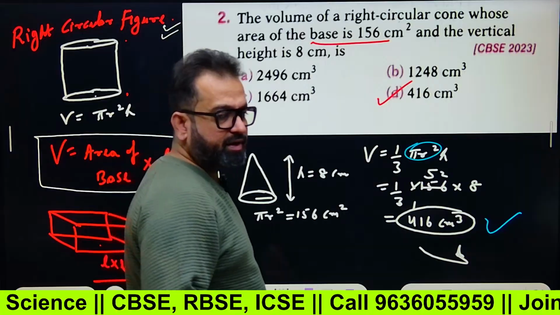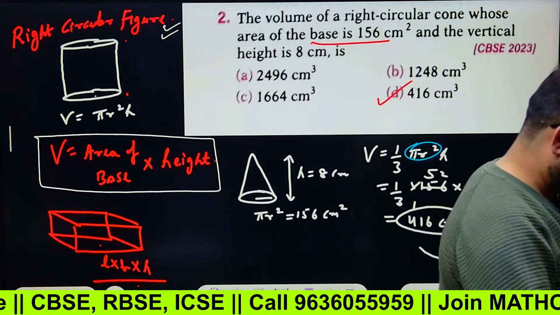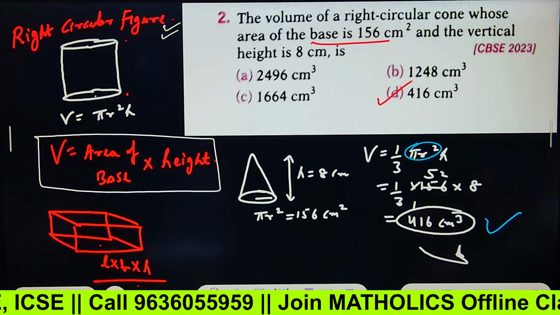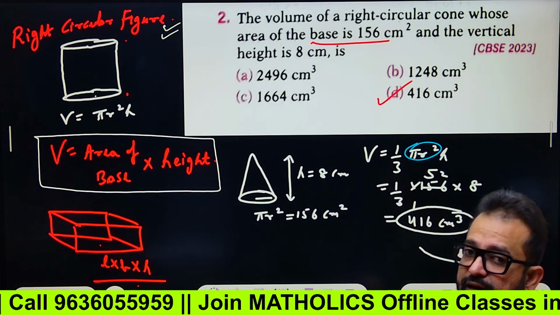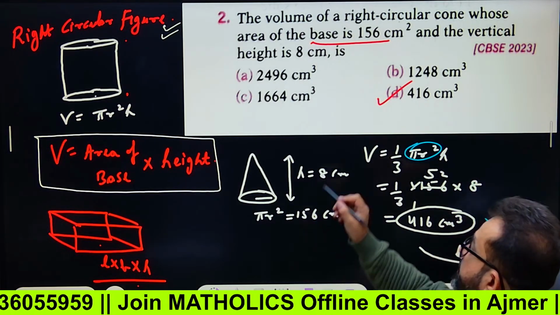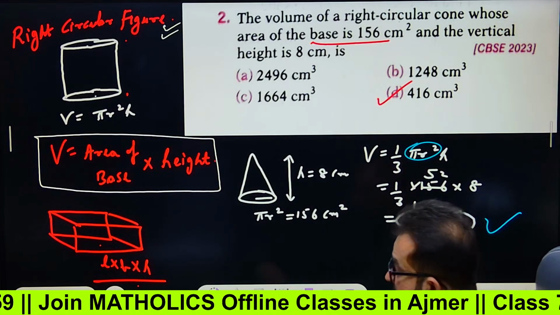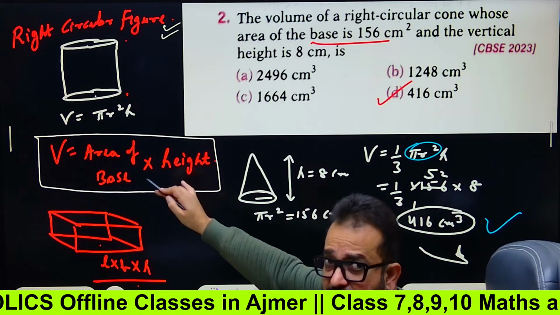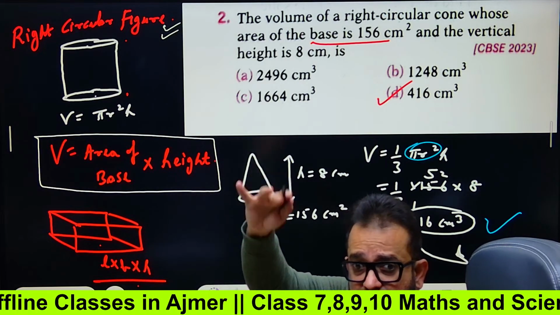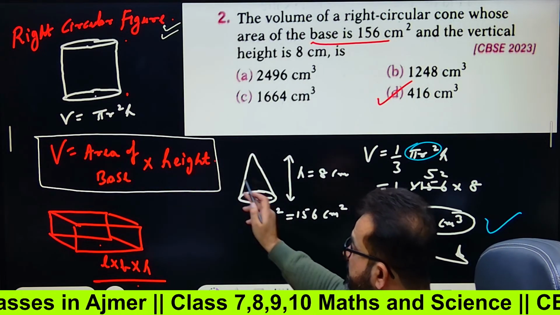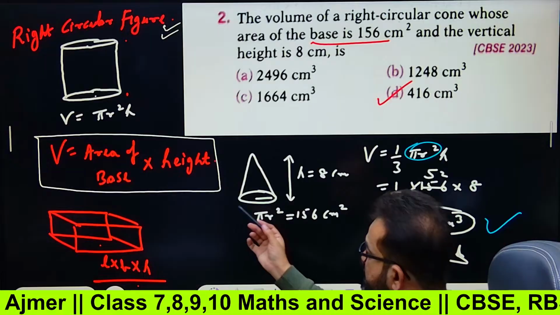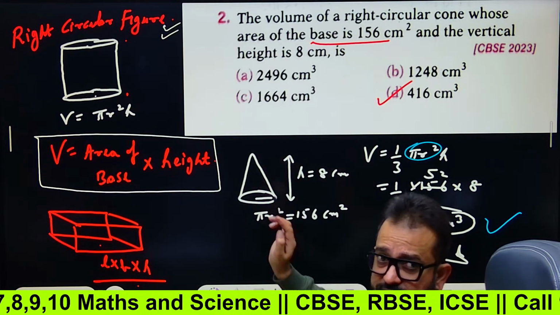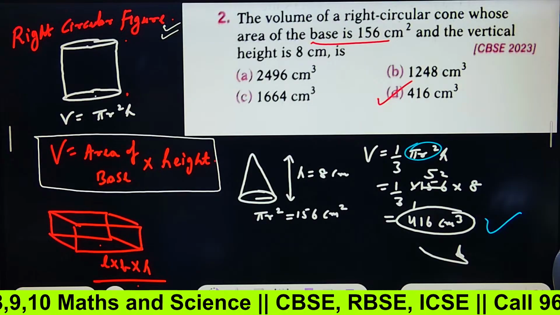Calculate it in 2 minutes. I am waiting for the answer. Check whether you get 416 or not. This is for some different form of questions, but you must remember that the volume formula, area of base into height, is for right circular figures. This is not a right circular figure. This is a circle on the bottom and just a pinpoint on the top. This is not right circular, so this formula won't apply.